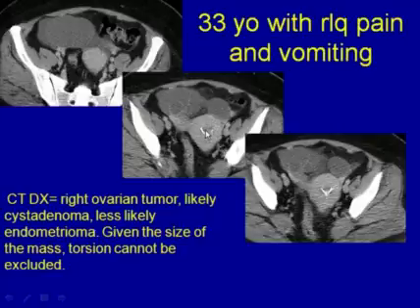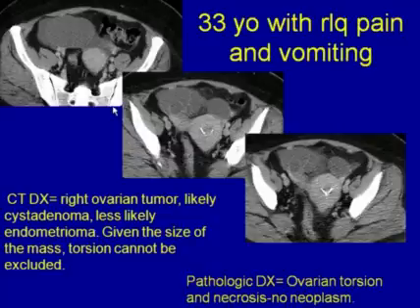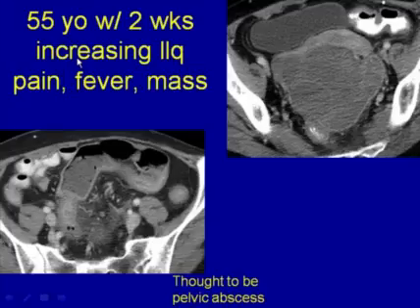So this was a diagnosis of right ovarian tumor by CT, and they thought it might be a cystadenoma, even an endometrioma, and given the size of the mass, torsion cannot be excluded. This patient went actually directly to surgery, and this was actually ovarian torsion and necrosis. There was no neoplasm found.